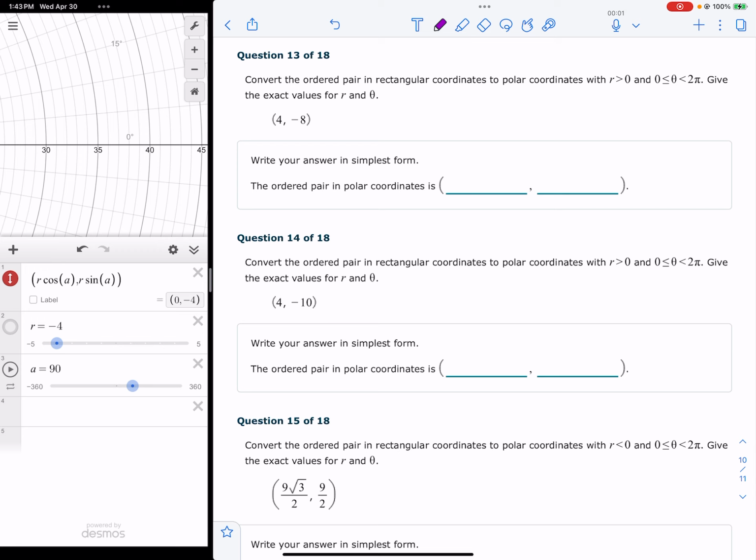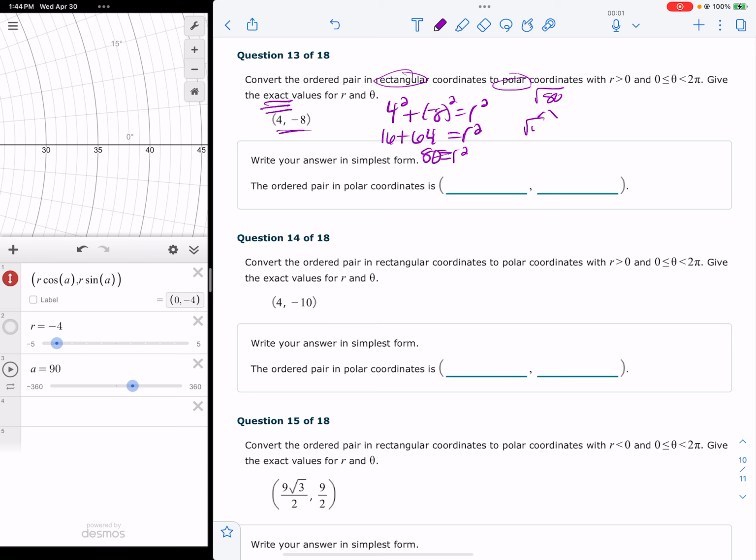Okay, 13. We're still going rectangular to polar. Now you'll notice, when you do your R, let's go ahead and do it. So 4 squared plus negative 8 squared equals R squared. So that'd be 16 plus 64 equals R squared. And what is 16 plus 64? That's 80. And 80 is not a perfect root. So we have to break it down because we have to put it in exact terms.